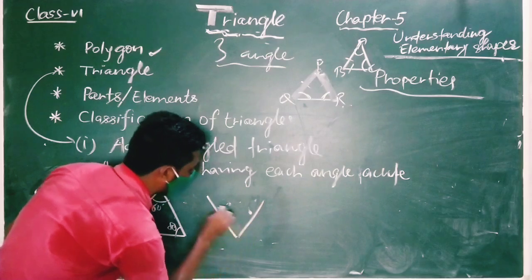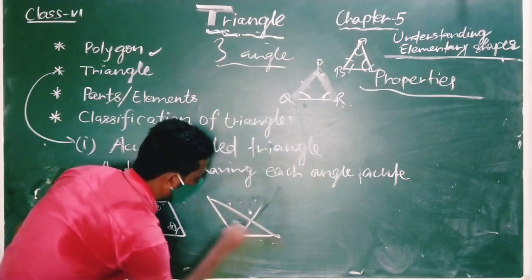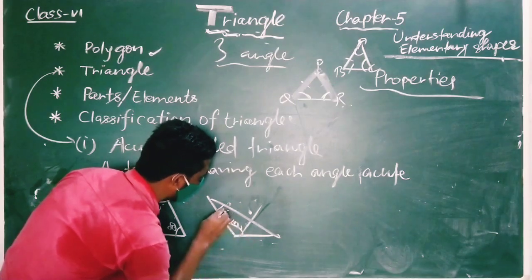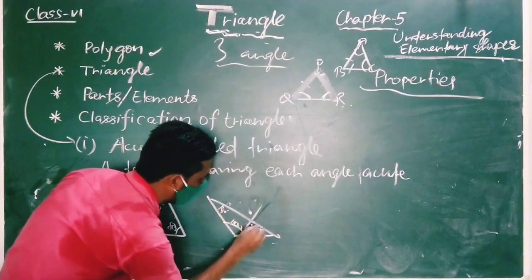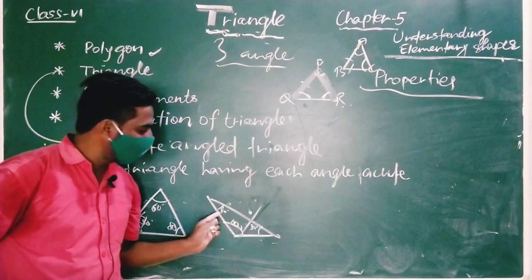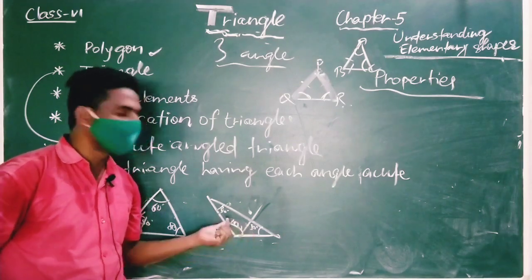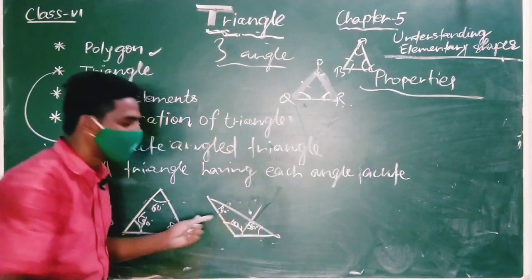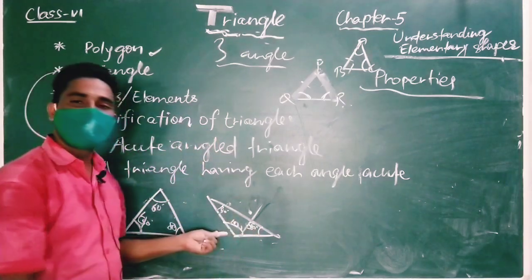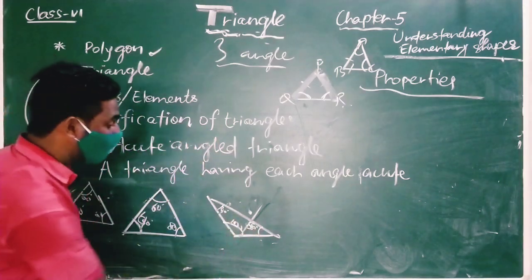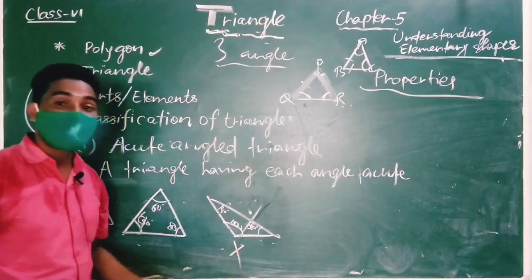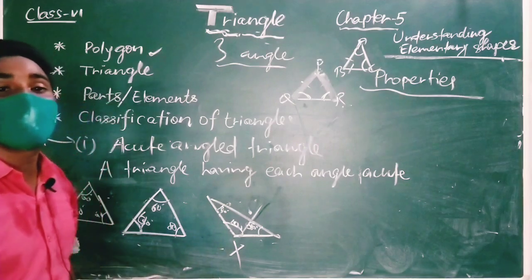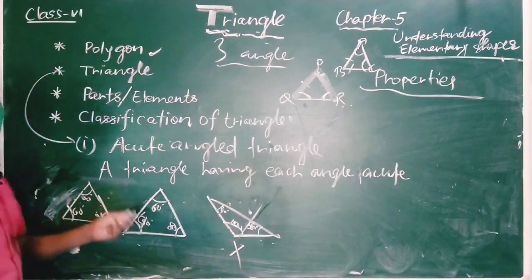Sir, is this an acute angled triangle? This is 100 degree, this is 30 degree and this is 50 degree. 50 plus 30 is 80 degree. 50, 30, 80 and 100, altogether the sum is 180 degree. The triangle is okay, but this is not an acute angled triangle. Why, sir? Because this angle is 100 degree, and 100 degree is not an acute angle. So that is why this is not an acute angled triangle.